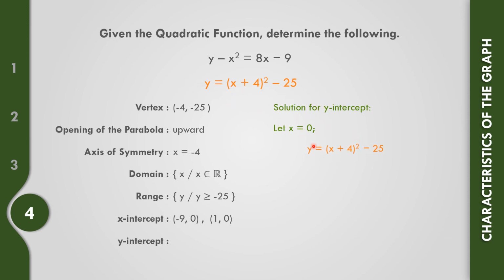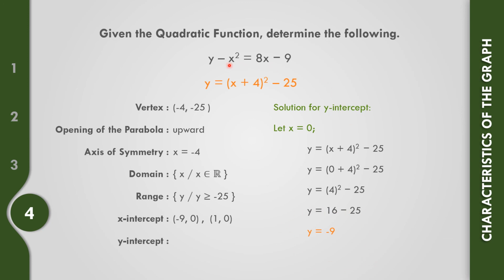Let us replace the value of x by 0, so that becomes y equals 0 plus 4 squared minus 25. 0 plus 4 is 4 squared, minus 25. 4 times 4 is equal to 16 minus 25. And then 16 minus 25, subtracting, is equal to negative 9. So the value of y is equal to negative 9.